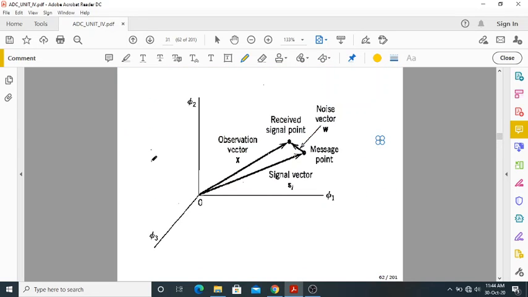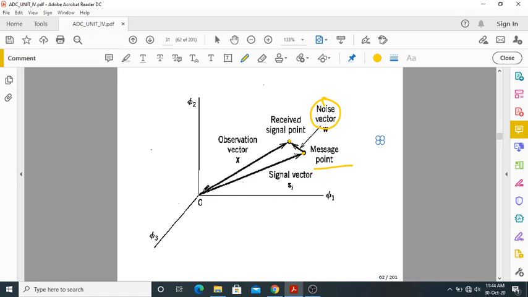Now we represent everything geometrically. I have taken a three-dimensional constellation or Euclidean space. This represents a signal vector Si. It is also called the message point. This represents the observation vector capital X. It is called the received signal point. If you join from the origin to this point, you get a vector. Obviously, the difference between these two is nothing but the noise vector.